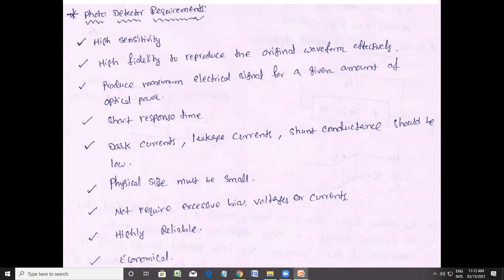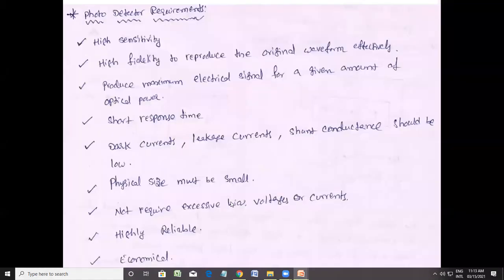Some leakage currents are due to improper network. And next is shunt conductance. That is, when we are using capacitors for amplification on the receiving side, it should be low. Next, the physical size must be small, and it should not require excessive bias voltage or current. Very little, just 15 volts of DC is enough for the operation of the photodetector, and it should be highly reliable.